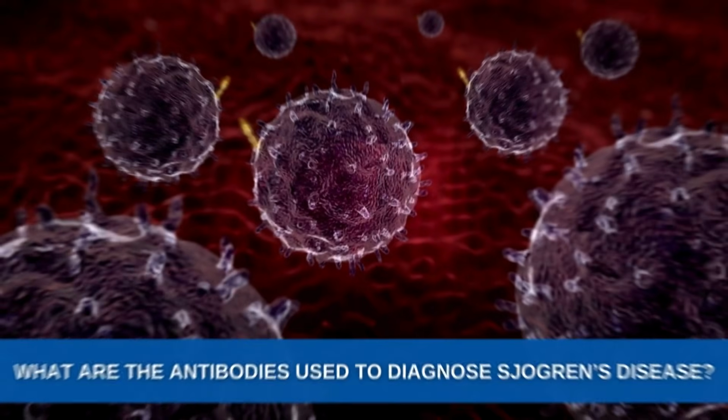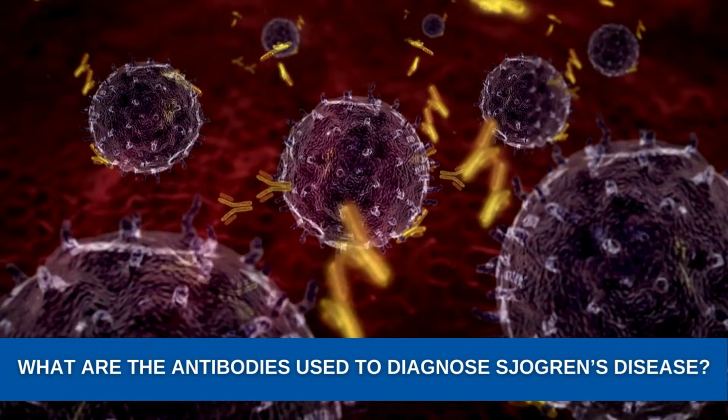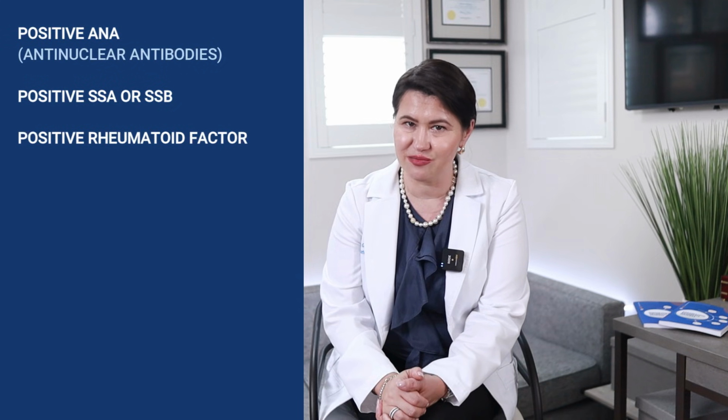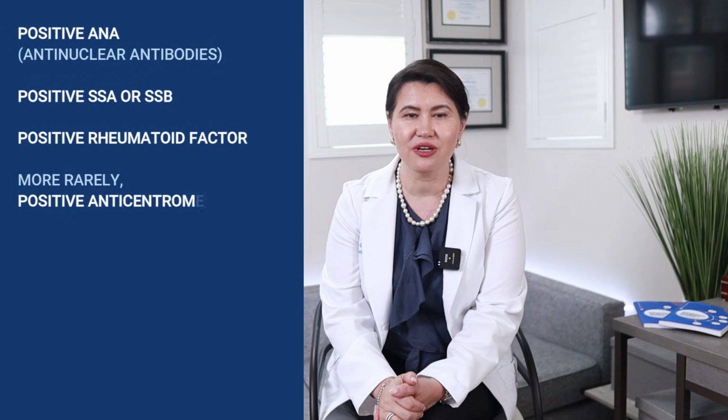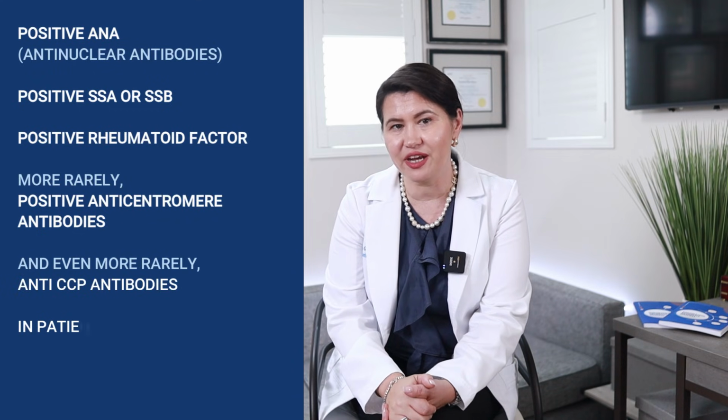In this video, I will continue to answer some of the frequent questions from the people that are watching my channel. The first question is, what are the antibodies used to diagnose Sjogren's disease? The most common antibodies that we see positive in patients with Sjogren's disease are positive ANA or anti-nuclear antibodies, positive SSA or SSB, positive rheumatoid factor, and even more rarely, we do see positive anti-centromere antibodies.